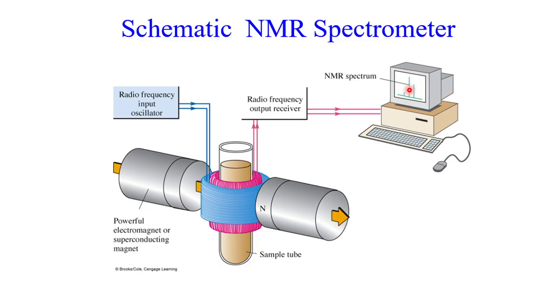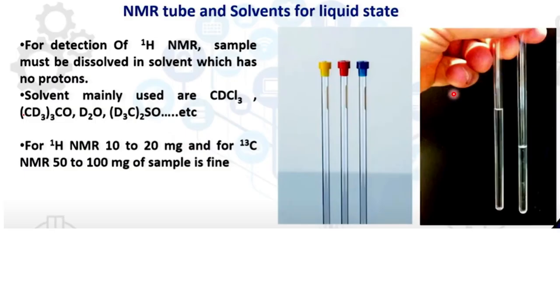Then you will get the data in this format. On the x-axis there will be the delta value or chemical shift. This is the NMR tube, basically, and it is very costly, around 500 to 600 per tube. And the NMR solvents that are used, I have already told you: CDCl3, D2O, DMSO, that is D3C2SO.